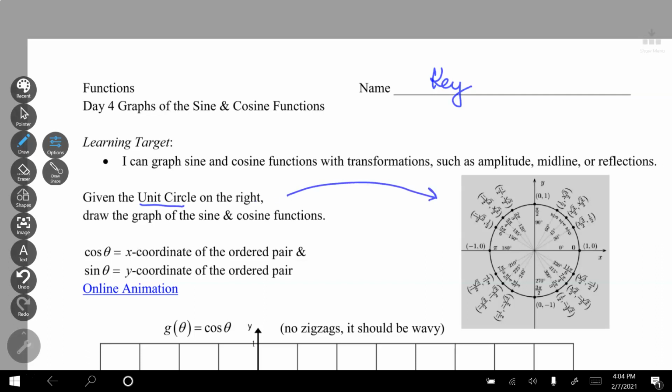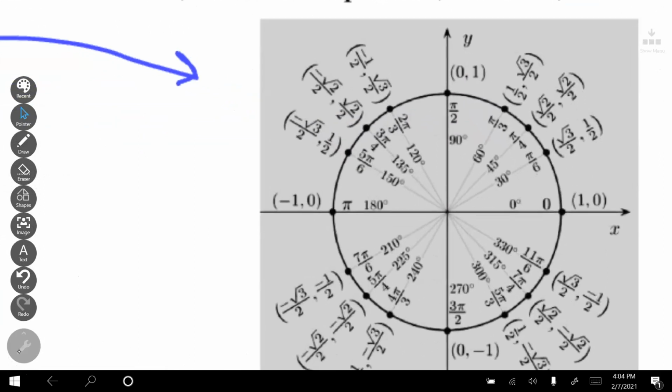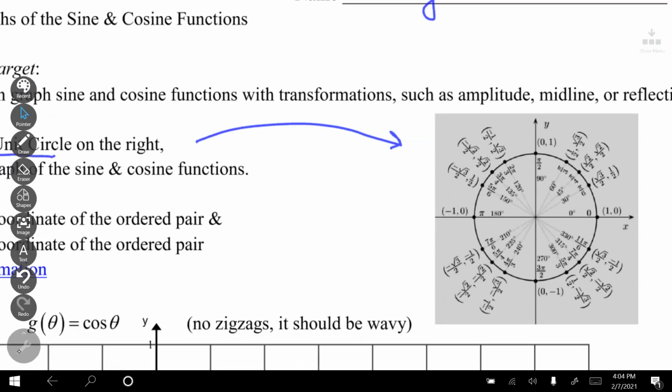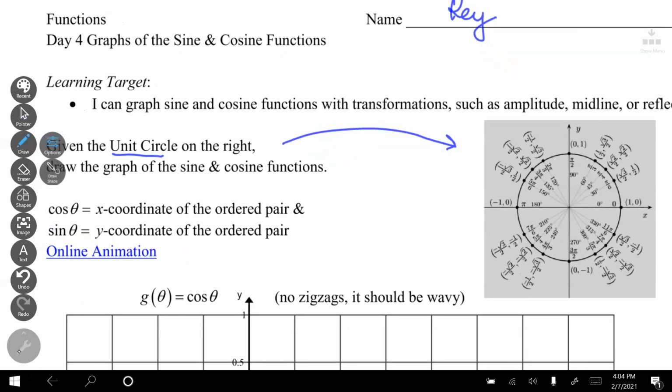I know I made it kind of small. We're going to plot all these values. Basically the angle in radians, comma, whatever the value is. But we're not going to use every single one. That's way too much to do. We're going to use every quarter circle.